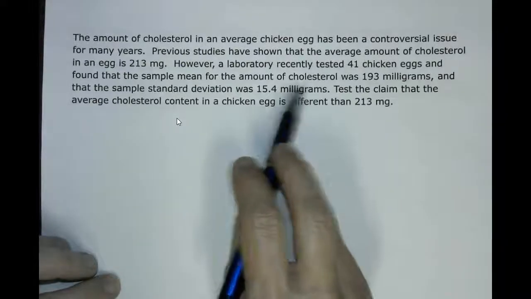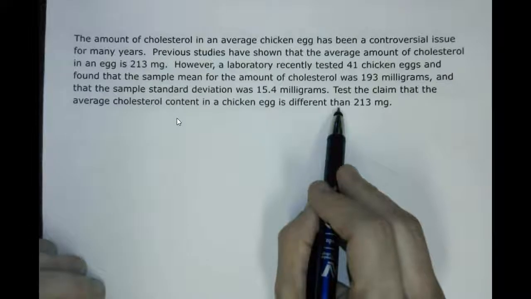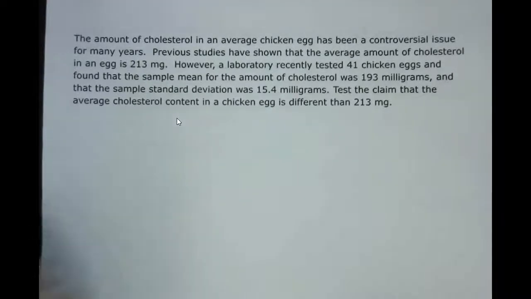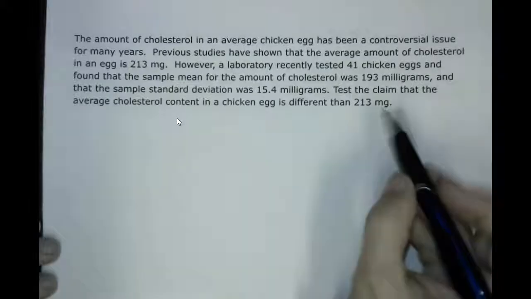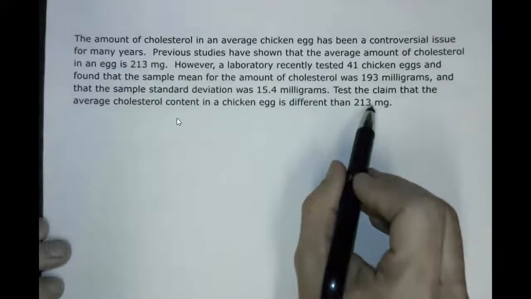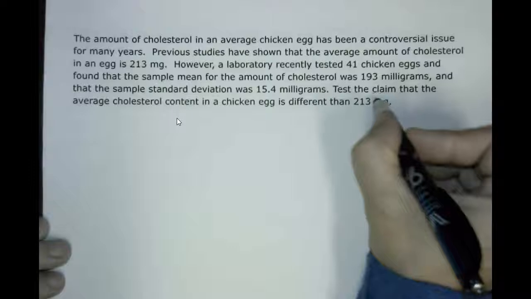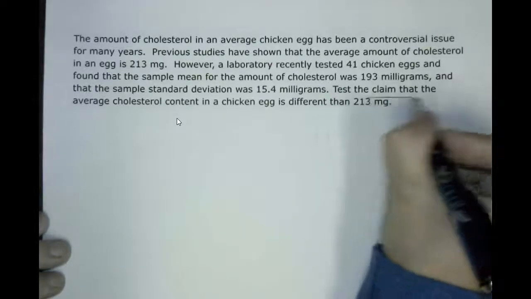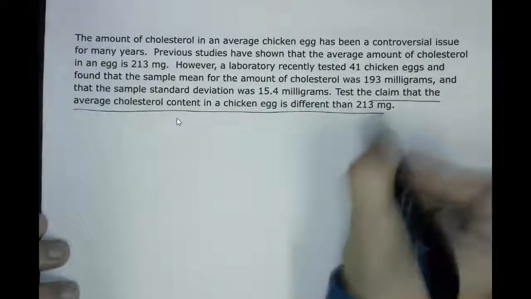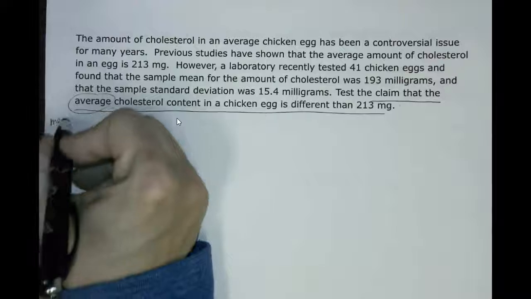Okay, so this one is kind of based on the same problem, only here it's asking you to test a claim. So it's asking you to do a hypothesis test. And again, you might have to do different pieces of something like this. So the first piece would be figuring out the null and alternative hypotheses. So if you just look at the claim part, our claim is that the average cholesterol content is different than 213 milligrams. Average is another word for mean.